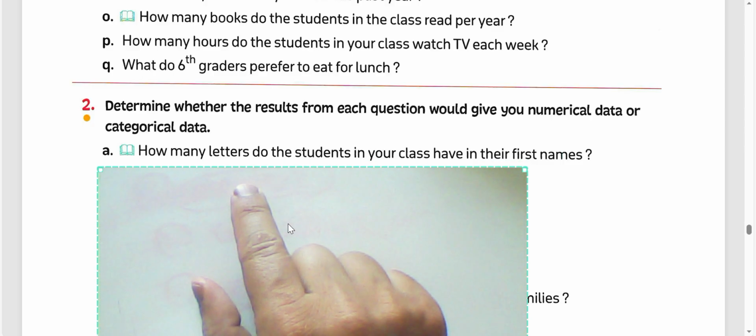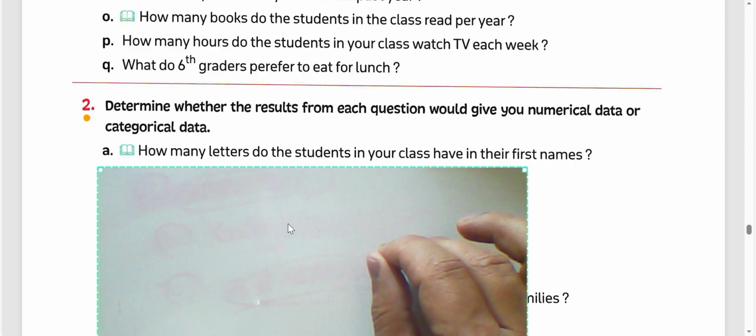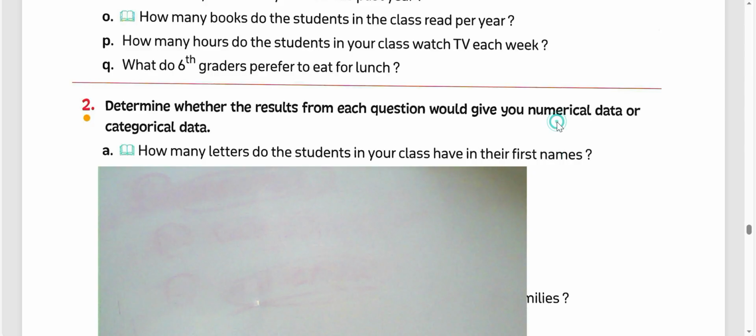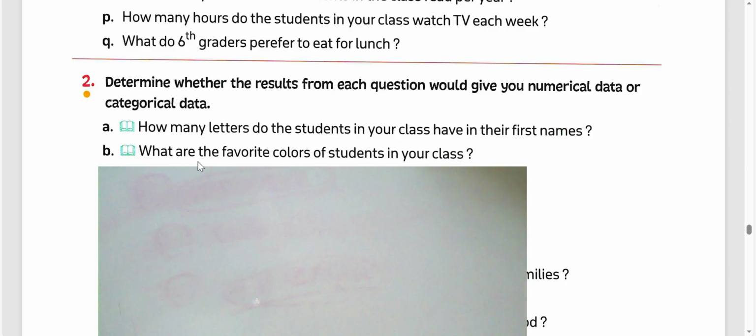How many letters do the students in your class have in their first name? The answer will be numbers. Okay, numbers. It will be numerical data. Write this word, numerical data. What are the favorite colors of the students in your class? It will be categorical data because the answer will be words.